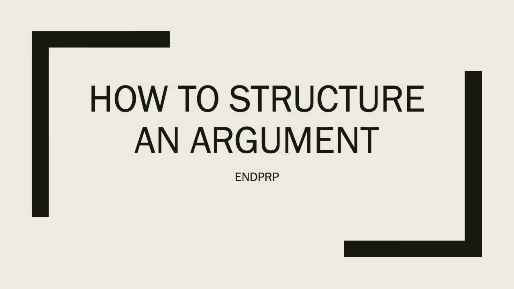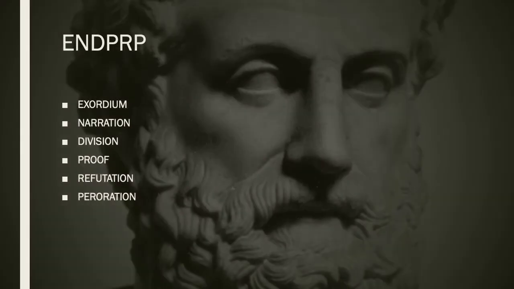In this video, we're going to look at how to structure an argument using the ancient method of ENDPRP. ENDPRP is the acronym that we use for the classical speech divisions, or the parts of speech that Aristotle and Cicero identified as being essential in order to deliver the best possible argument.